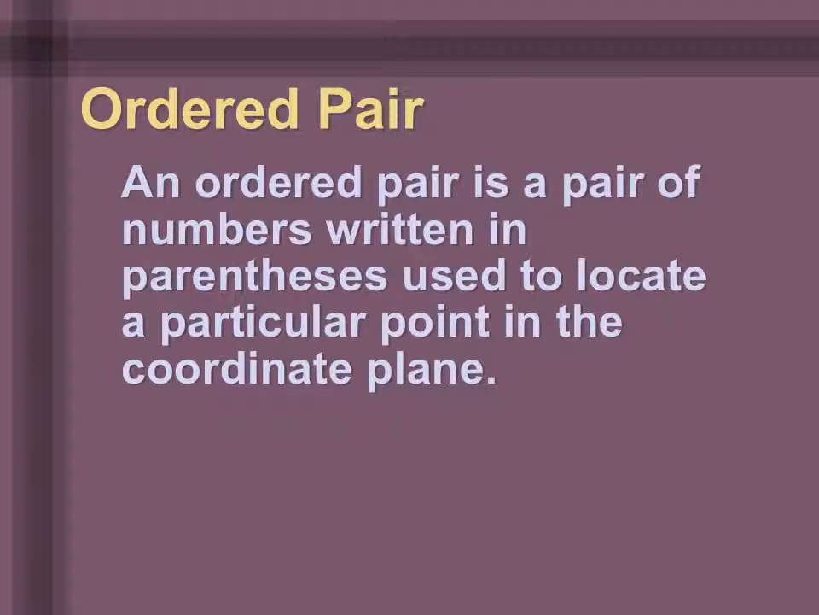All right, let's talk about an ordered pair now. An ordered pair is a pair of numbers, so two numbers. It's written in parentheses, and it's used to locate a particular point on the coordinate plane. Think of it as an address. It tells you where that point is on the coordinate plane.